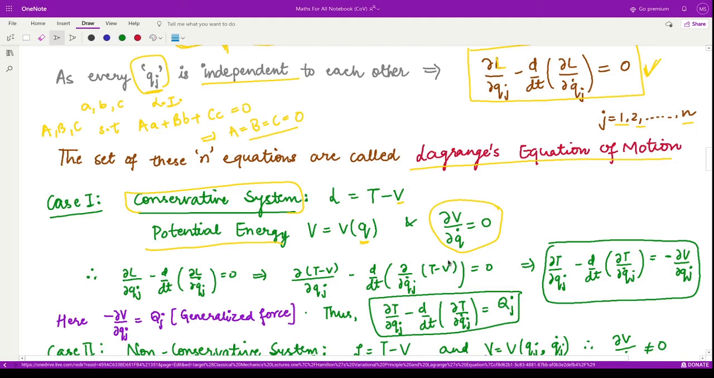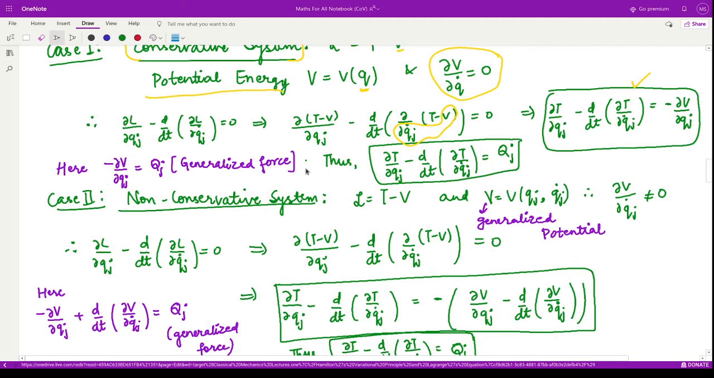Now you see this quantity is equal to 0 because our potential is independent of Qj dot. Therefore, we are only left with this term. So this term on the right hand side, minus del V by del Qj, is known as the generalized force when our system is conservative. Therefore, we can replace it by this. So for conservative system, you should remember this form of Lagrange equation, because here T is kinetic energy and Qj is the generalized force associated with the system.